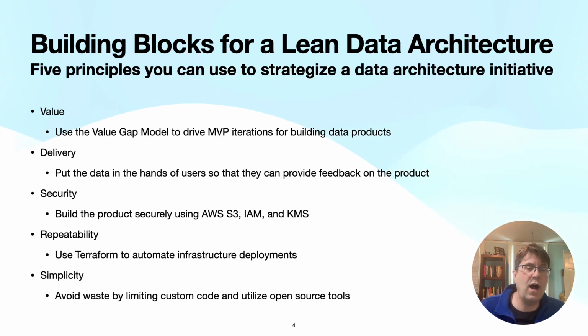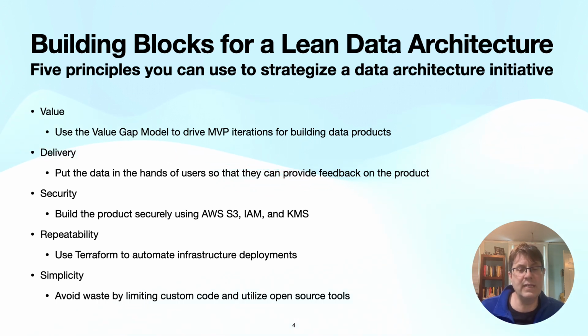So I'm introducing 5 building blocks for a lean data architecture that I'm going to use in a matrix later on. So first of all, value. A value gap is essentially a use case that an MVP will seek to fill for building a data product. It's essentially an unanswered business question.